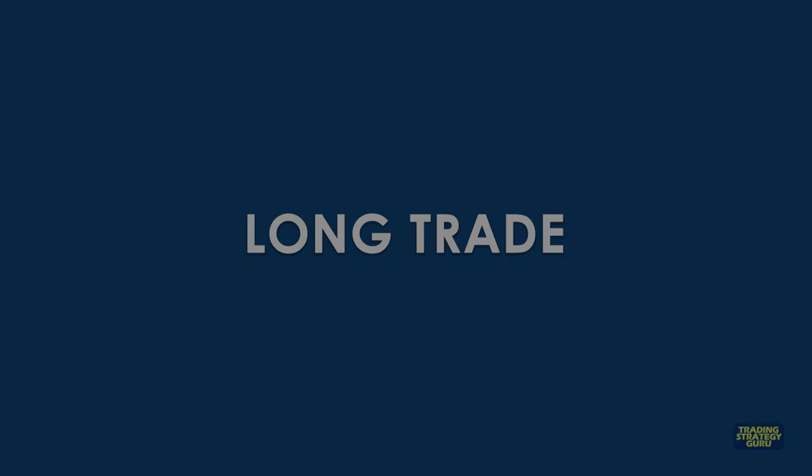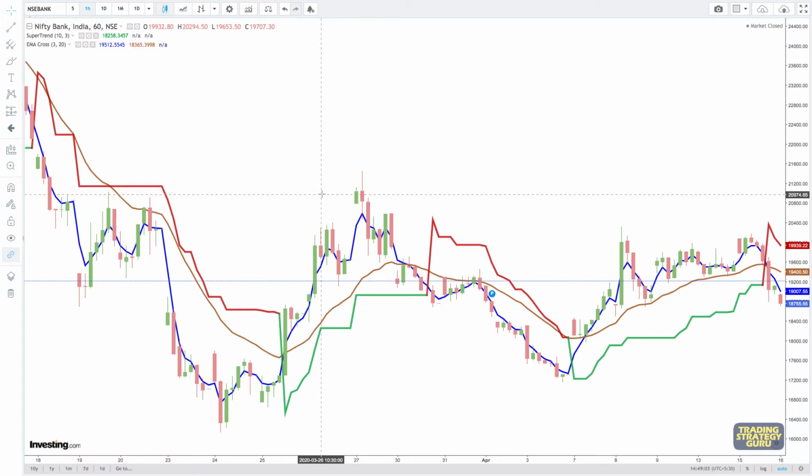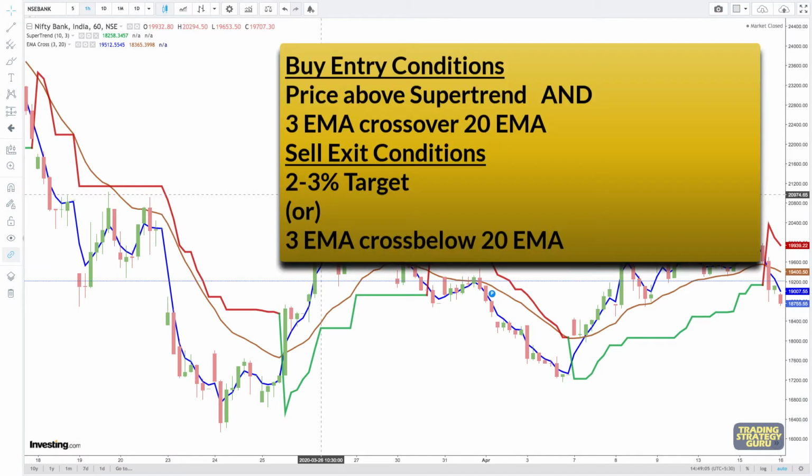We'll show a long trade. These are the conditions for long. Price should be above the SuperTrend indicator. 3 EMA should cross over 20 EMA.